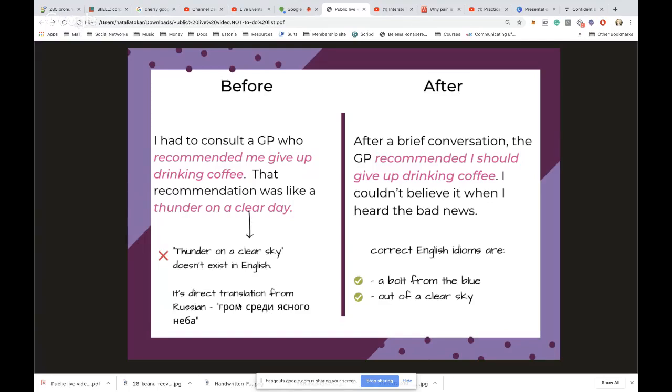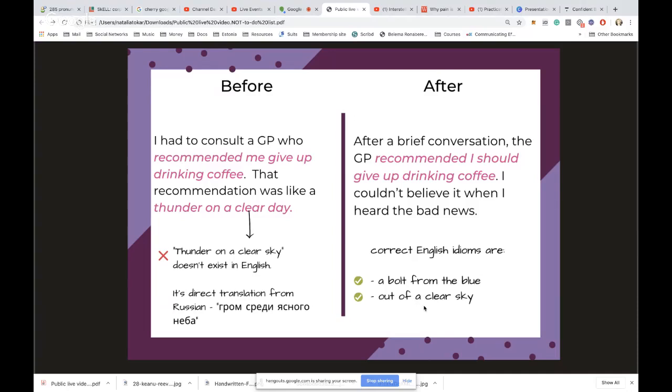We have "grom sredi yasnogo neba", we have a similar idiom, but she translated that directly, and because she heard something like this in English, but she didn't check exactly what was that and how it sounds in English, she simply translated. After some work, and after checking her ideas, she found out that the correct English idiom would be a bolt from the blue or out of a clear sky, but not a thunder on a clear day. A bolt from the blue, out of a clear sky.